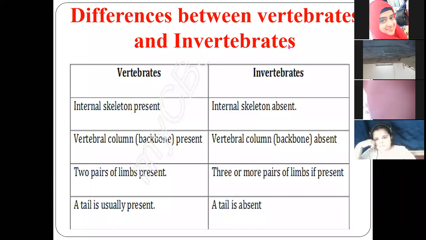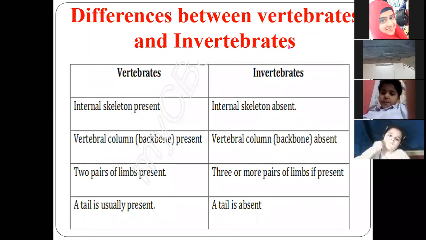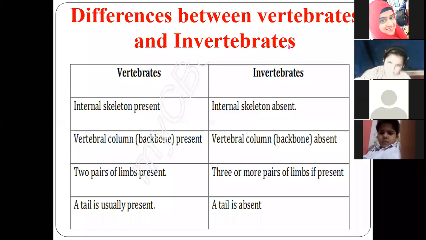Invertebrates. Internal skeleton absent. अंदर कोई skeleton नहीं होता, as I told you, ठीक है, सिर्फ और सिर्फ fluid filled होता है उनका, या तो blood होता है या तो उनके अंदर एक cells होते हैं, blood cells होते हैं, white blood होता है उनका, कुछ substances होते हैं, fluids होते हैं, ठीक है, लेकिन bones नहीं होती इनकी body के. Vertebral column. Backbone is absent. Backbone is absent. नहीं होती. 3 or more pairs of limbs if present. 3 या 3 से ज्यादा pairs होते हैं, मतलब ये कि 6 pair है limbs के, पैरों के, हाथों के, या 8 है, इस तरीके से.